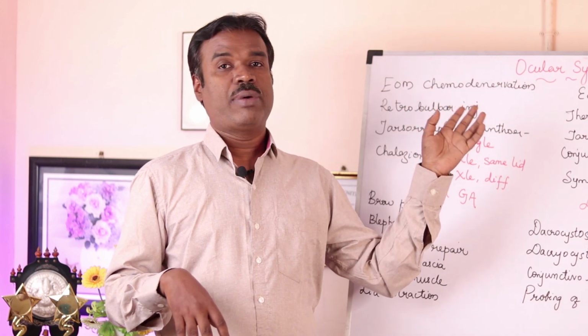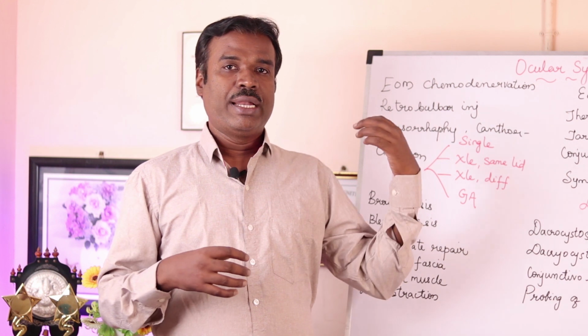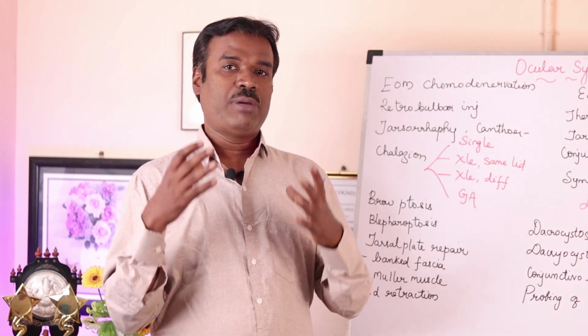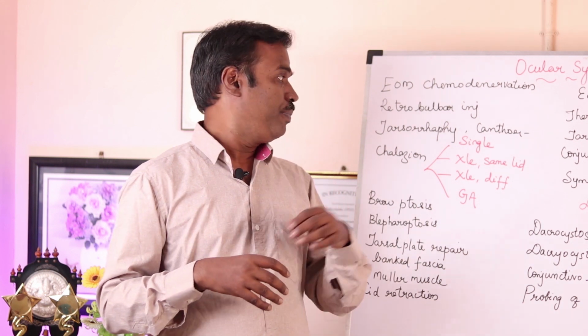Next, retrobulbar injections are given behind the globe of the eyes. We also have peribulbar blocks. These are injections that are also given into the eye.